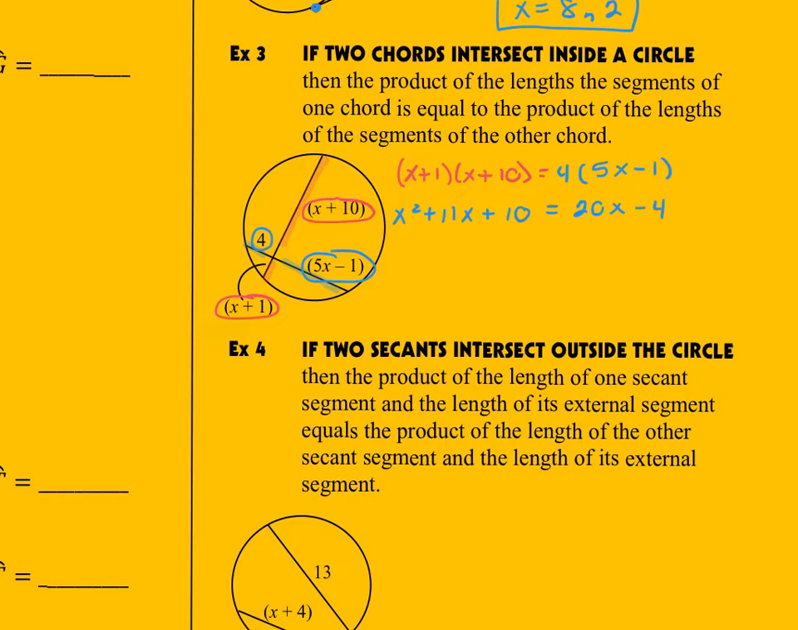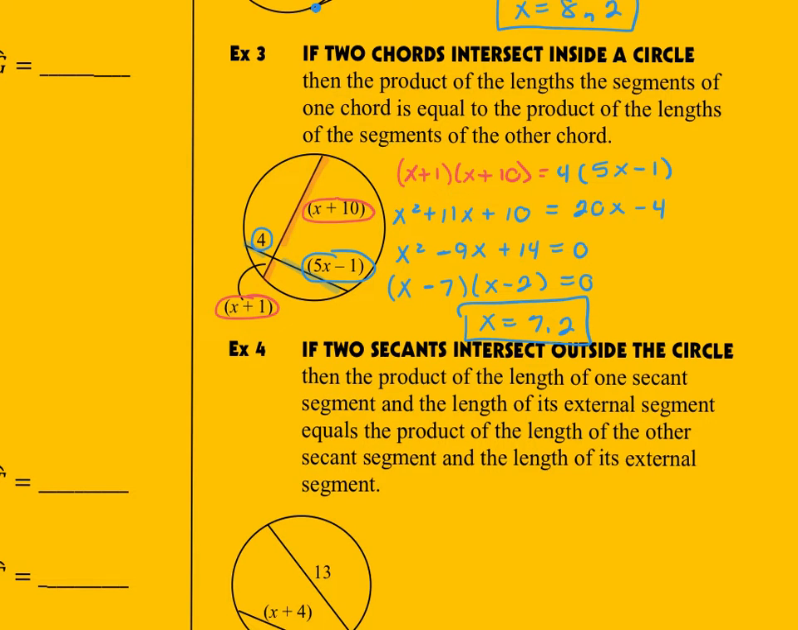Again, we have a quadratic. It's not going to cancel out, so we're going to move everything over to one side. We'll have x squared minus 9x plus 14 equals 0. So we'll have (x minus 7)(x minus 2), set each factor equal to 0, and we get x equals 7 and 2.